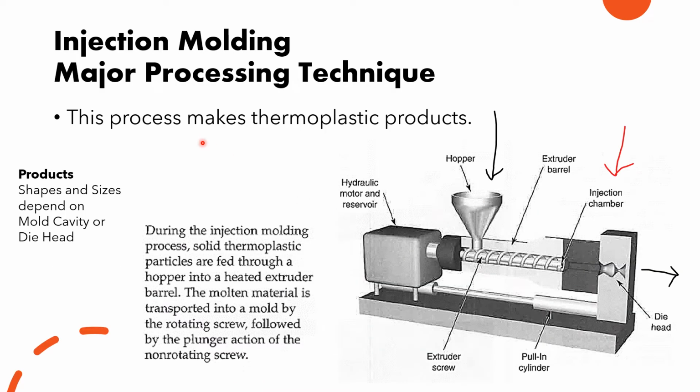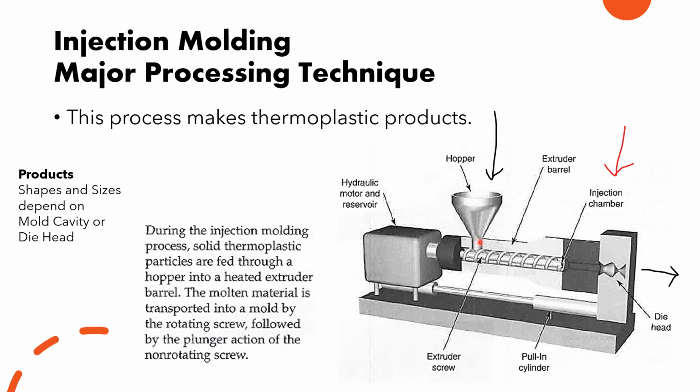Another one is injection molding. This is a major processing technique, and with this process, we make a lot of thermoplastic products. So what do we make? We make shaped sides, and these shaped sides of the products depend on the mold cavity right here, okay? Again, our industrial term is a die or die head.